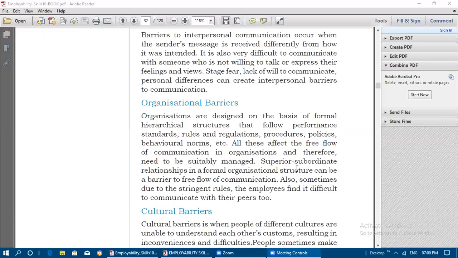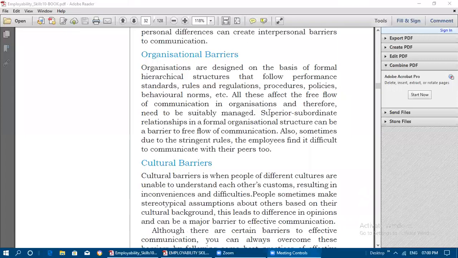Superior-subordinate relations in a formal organizational structure can be a barrier to the free flow of communication. The subordinate cannot talk freely when he wants to convey some information. Also, sometimes due to stringent rules, employees find it difficult to communicate with their peers too. With other employees also they cannot speak properly. That is also an organizational barrier.